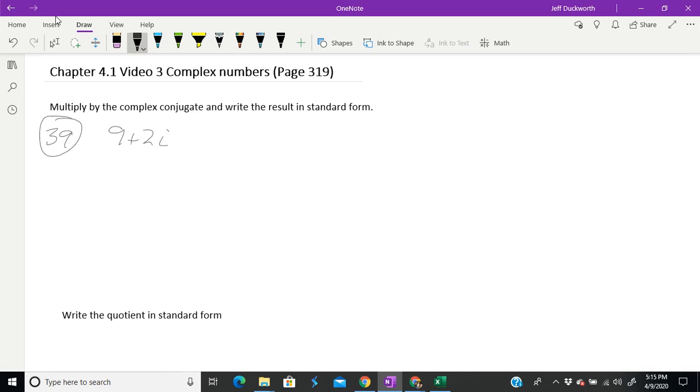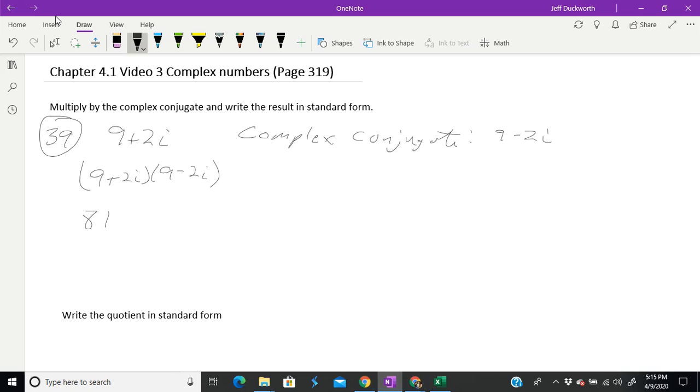So the complex conjugate of this is going to be, again, if this was 9 plus root 2, we would look for 9 minus root 2. So the complex conjugate here is going to be 9 minus 2i. So we're going to multiply this by 9 minus 2i. So we have 9 plus 2i multiplied by 9 minus 2i.